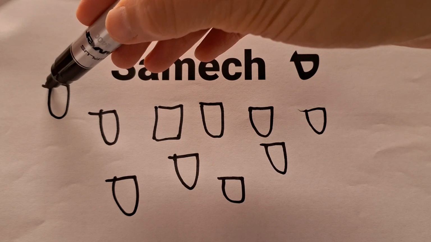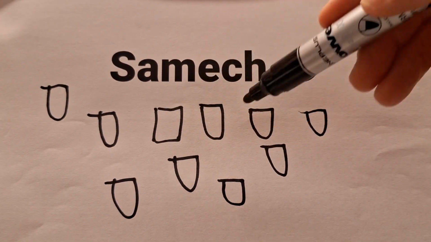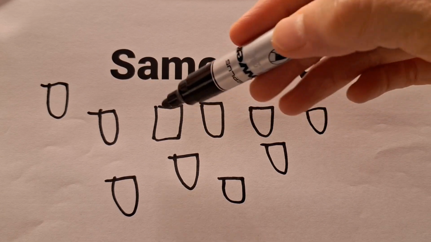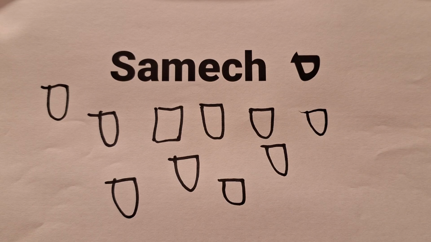So if this is mem sofit, like a rectangle, Samech is like this, like a curve. More straight lines, curved lines.